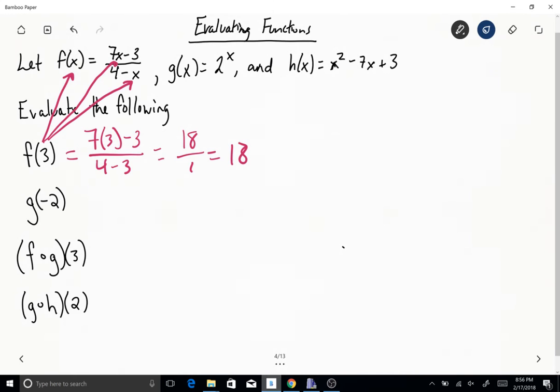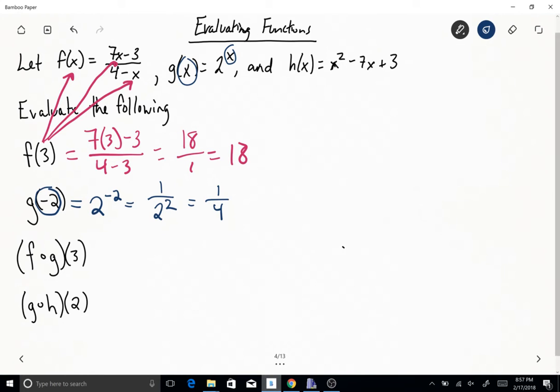So in g of negative 2, notice that negative 2 replaces this x, so it must replace that x as well. So we get 2 to the negative 2. Now this freaks out a lot of people. Don't let it freak you out. The negative exponent just makes it 1 over 2 squared. All the negative exponent did is flip it so it's a fraction. Basically, you're looking at the reciprocal of that. So 2 squared is just 4, so you're left with 1/4.